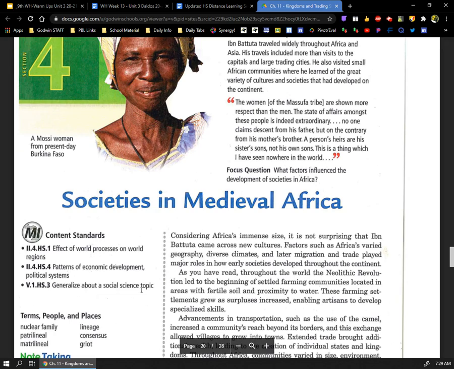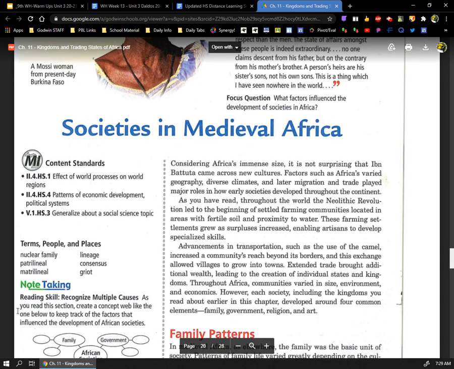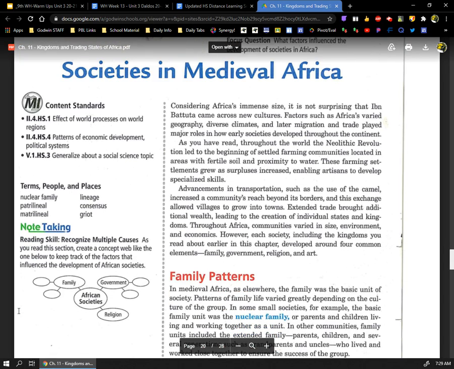Societies in Medieval Africa. Considering Africa's immense size, it is not surprising that Ibn Battuta came across new cultures. Factors such as Africa's varied geography, diverse climates, and later migration and trade played major roles in how early societies developed throughout the continent.